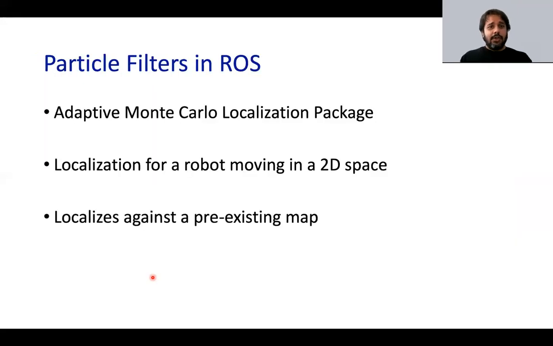Okay, so in ROS, this method that I just described is called adaptive Monte Carlo localization. There is a dedicated package called AMCL in ROS that can be used for localizing a robot moving in an occupancy 2D grid map.